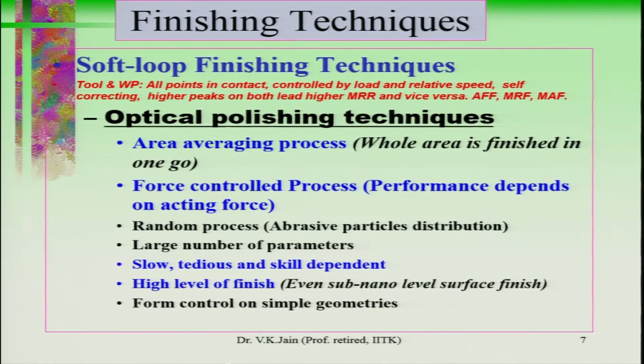And form control on simple geometries is comparatively difficult as compared to other categories of finishing techniques that we will discuss after this slide. And machines are not accurate, or the finishing process is not deterministic, because here abrasive particles are randomly distributed and the process is being controlled by various input parameters. So, it is not a deterministic process.